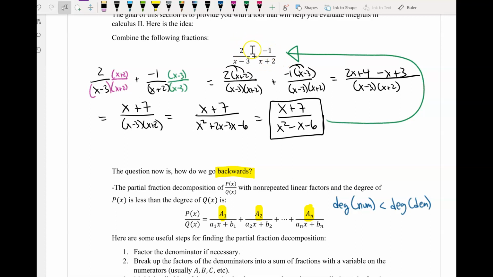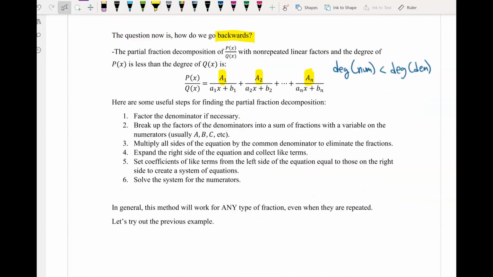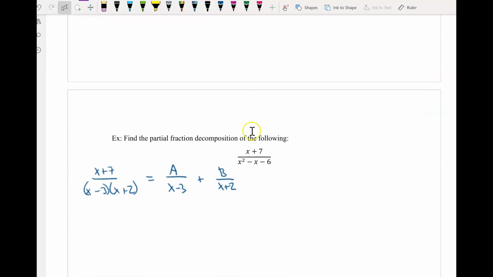So now our goal is to figure out what these two numbers are. The order doesn't matter, which one is A and which one is B. You could have easily said A over x plus 2 plus B over x minus 3. The order doesn't matter. You will still get the same answer.